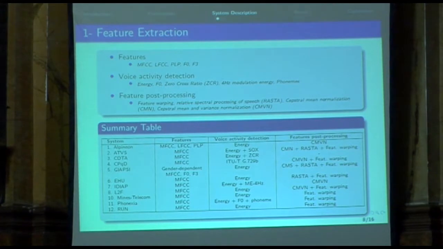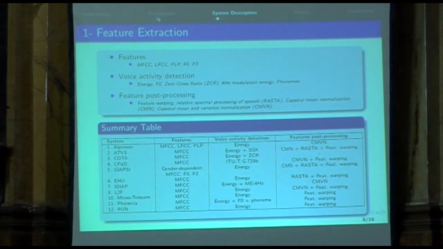First, for the feature extraction, they were using different kinds of features like MFCC, LFCC, PLP, or F0 and the third formant. For voice activity detection, they were using different kinds of features like energy, F0, which is the fundamental frequency, and the zero crossing rate, and others were using 4 Hz modulation energy, or also phoneme detection. For post-processing, they were using different kinds of techniques like feature warping, RASTA, and, for example, the cepstral mean and variance normalization. And here is a summary table of what each of the participants were using.